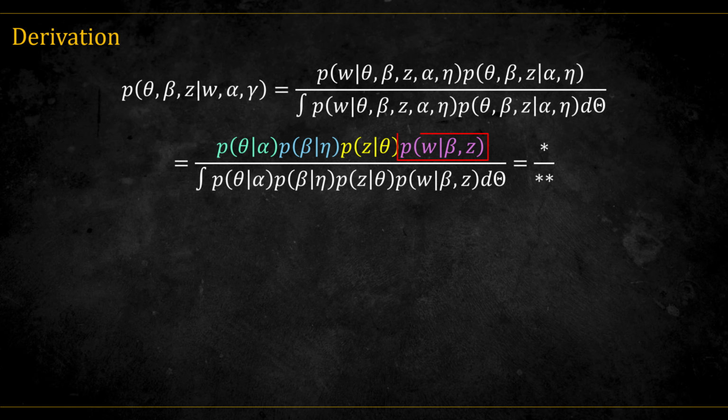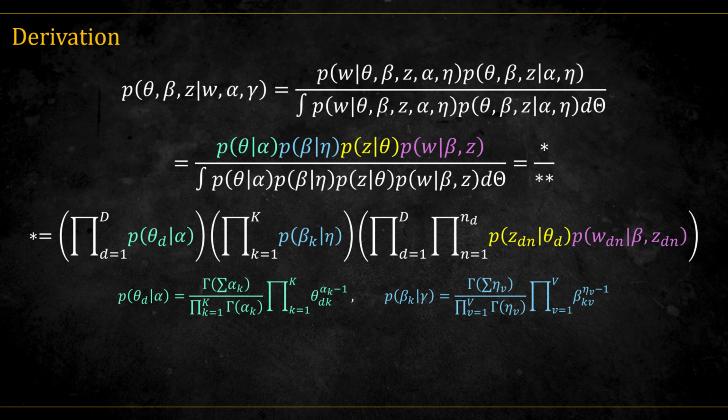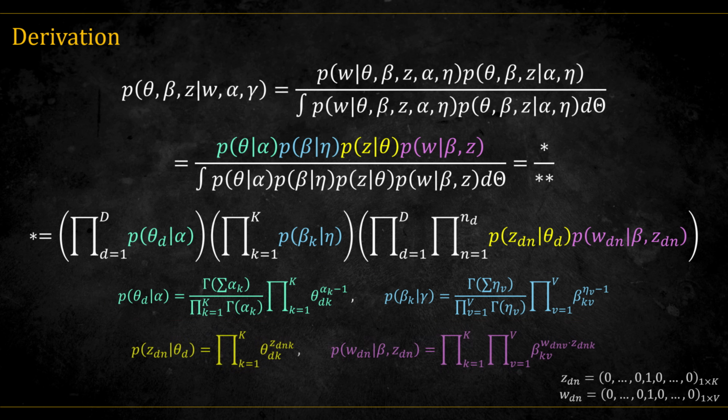For example, once we have the z's and the betas, the words only depend on them and not on the other parameters. Notice how each term here corresponds to a row in our generative algorithm. If we expand each term, we see that the first is equal to this, the second to this, and the third and the fourth to this. Remember that P of theta and P of beta are Dirichlet distributions of the following form. Also remember that both the z's and the w's are categorical distributions, and that the z's and w's are one-hot vectors, meaning only one element in these products will remain.